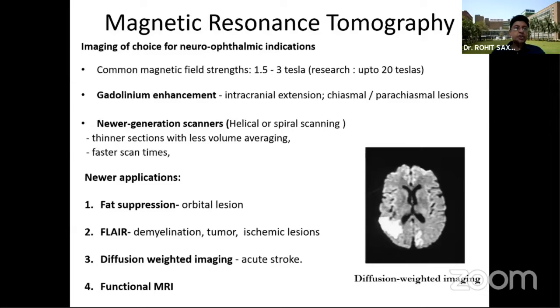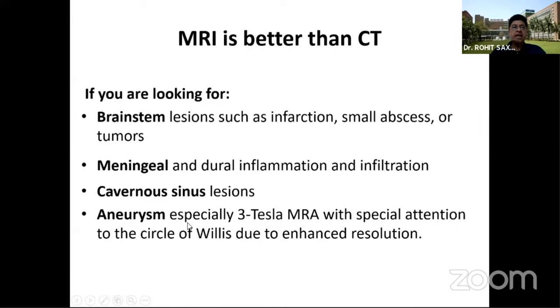Alternatively, the MRI is the choice when you want to look at the brain parenchyma in great depth and try to understand what's happening there. A lot of newer applications have come into the MR, and it's better if you're looking at the brainstem, fine lesions like infarcts, small abscesses, tumors, meningeal and dural inflammations, cavernous sinus lesions, and for very small or fine aneurysms.